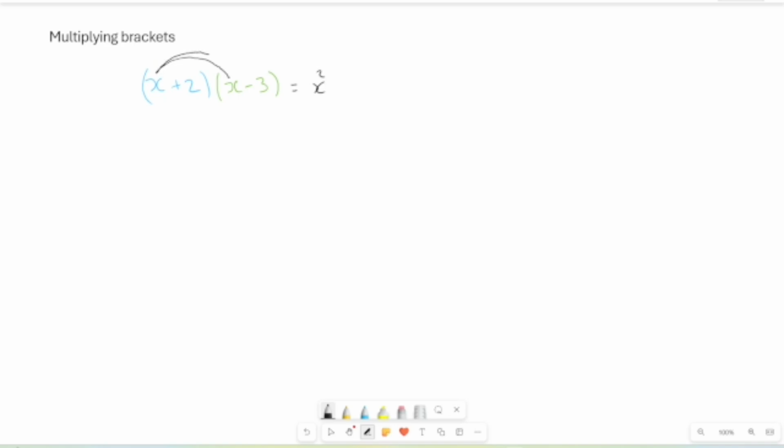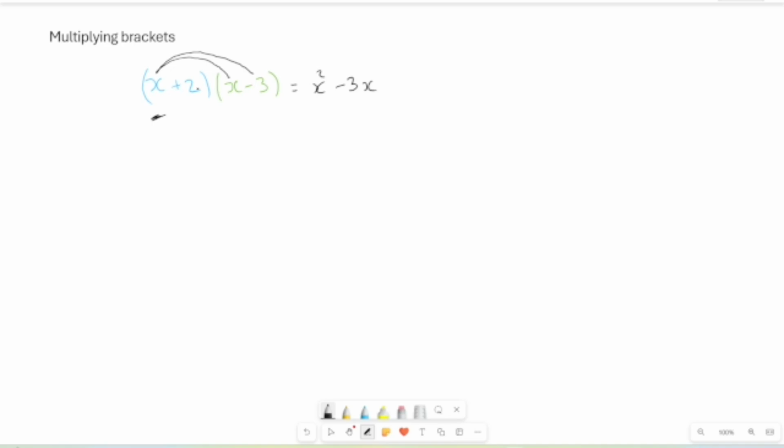So we'll put a line up here for that. That's the one I'm doing now. x times minus 3 gives us minus 3x. So we write that in. And I've multiplied this x here now times everything in the second bracket.